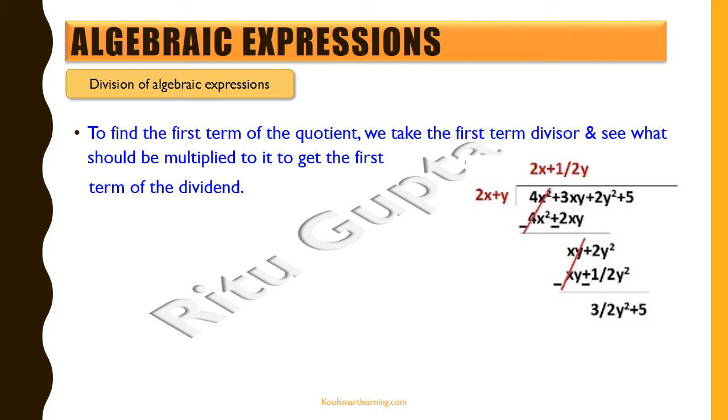And we need to arrange the divisor also in a similar way, so that if we arrange the highest exponent of x as the first term in the dividend, we will arrange the highest exponent of x in the divisor also as the first term.